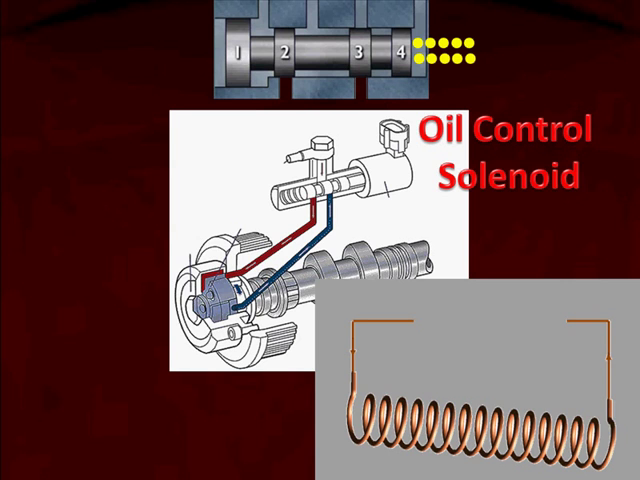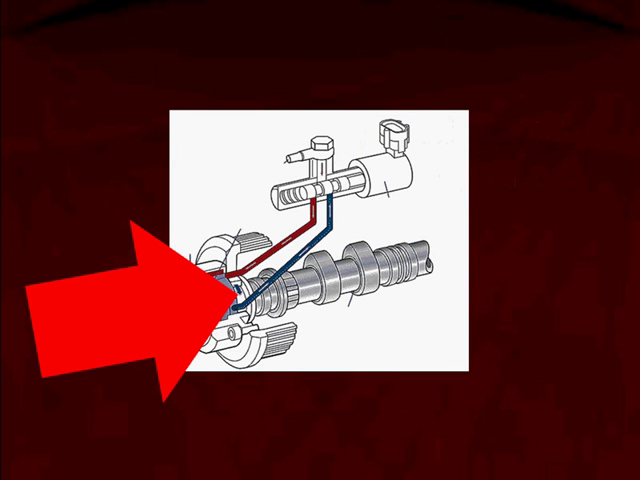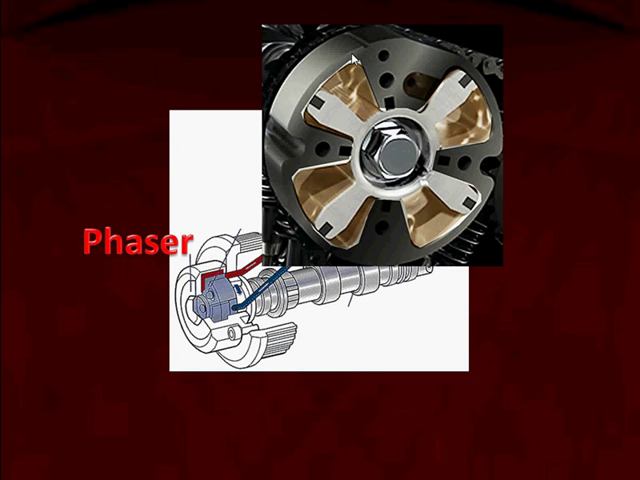Now when the spool valve moves, it allows engine oil, under engine oil pressure, to flow to either side of the phaser itself. When we look down here, this is the phaser, and this is where the oil goes into the camshaft and then to the phaser itself. And at that phaser is where the engine oil is going to be on one side of those vanes in order to retard or advance the camshaft.